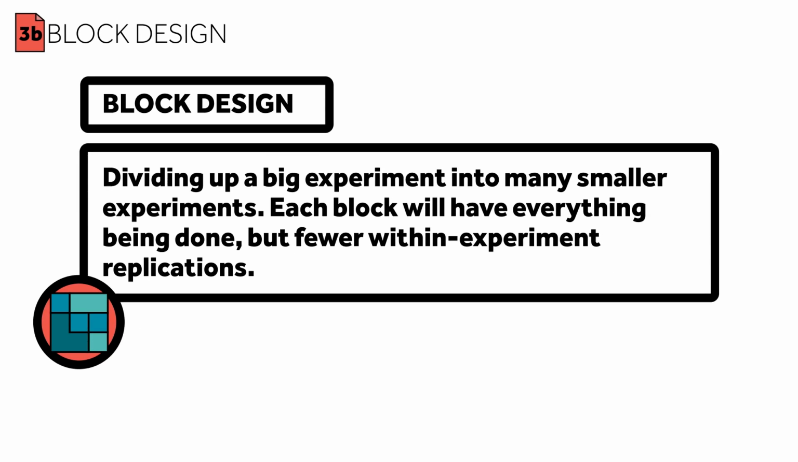Look, it's almost impossible to keep all of the conditions of an experiment constant for its entire length. It's likely going to take more than a day. It's likely going to involve more than one scientist and more than one instrument. When you use a block design, you divide up the big experiment into many smaller experiments. Each block will have everything you're doing, but fewer within-experiment replications.